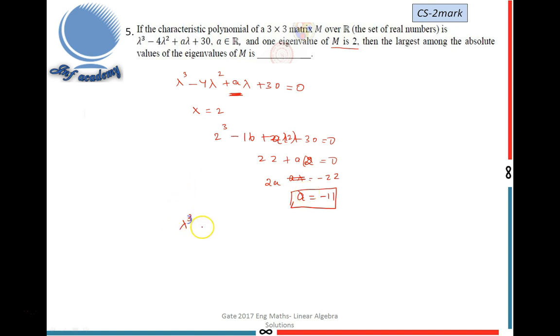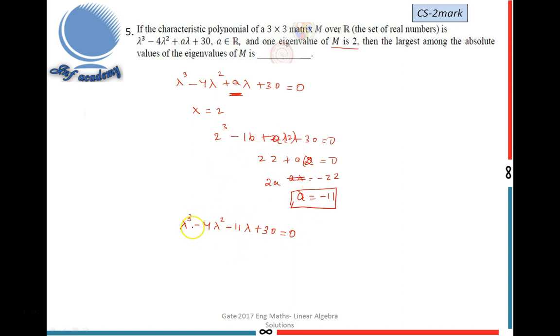Then the characteristic equation is lambda cube minus 4 lambda square minus 11 lambda plus 30 equal to 0. By using the given eigenvalue 2, I find the characteristic equation, because the eigenvalue satisfies the characteristic equation. Now, solving this characteristic equation, we can get all the eigenvalues of the 3 by 3 matrix M.